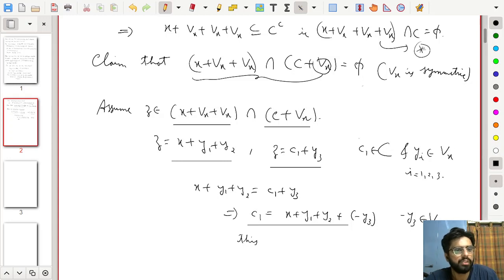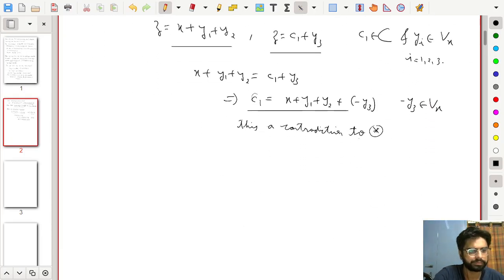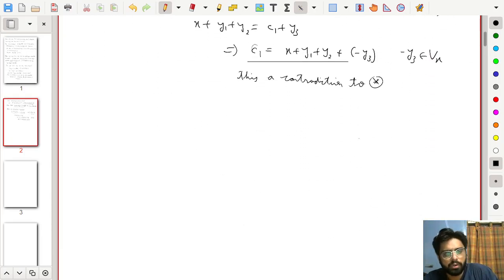This is what we need to show. This is a contradiction to this statement, because c1 is an element of C and this summation is an element of x plus V_x. So we showed that this intersection is not empty, which contradicts this statement star. Contradiction to star, right? Okay. Hence we proved the claim. The claim is x plus V_x intersected with C plus V_x is empty.